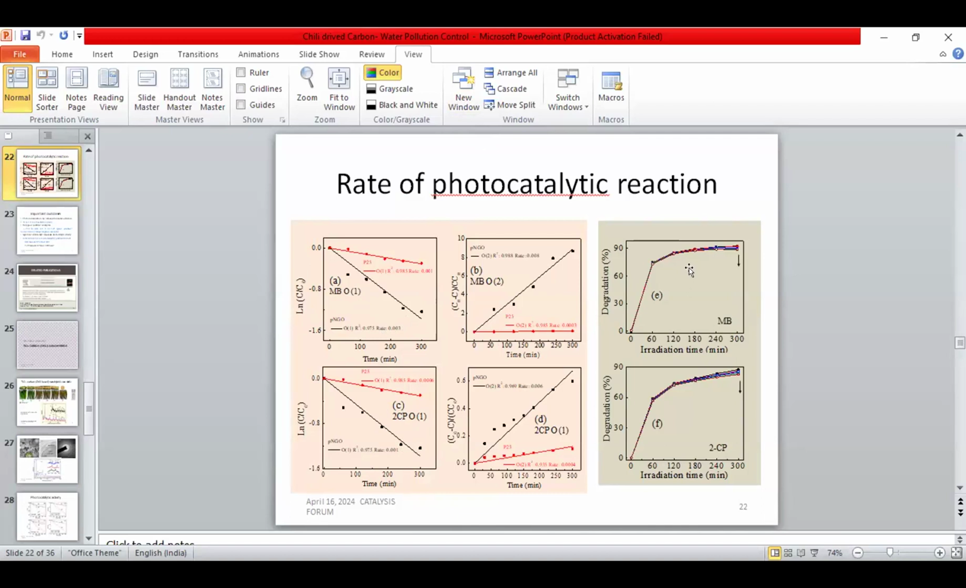And we have checked the recyclability of this carbon, and we found that for each cycle of using the carbon, we have a degradation efficiency loss of 1%. So we can use it 5 to 6 times efficiently for degrading the same type with the same carbon.